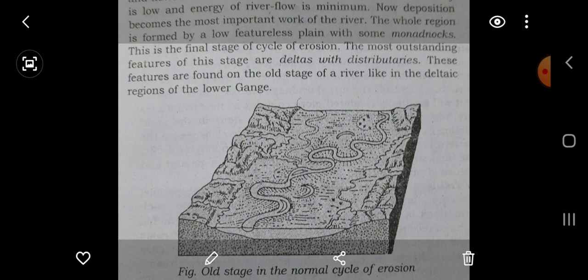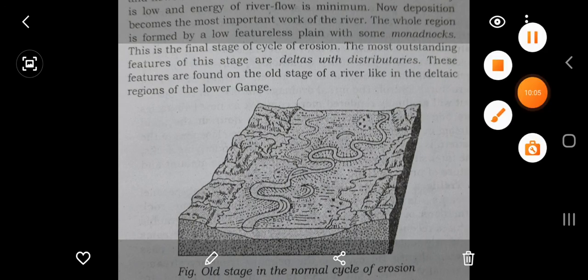So I hope you understand these two cycles of erosion. It is very, very important. So you go through it, okay?